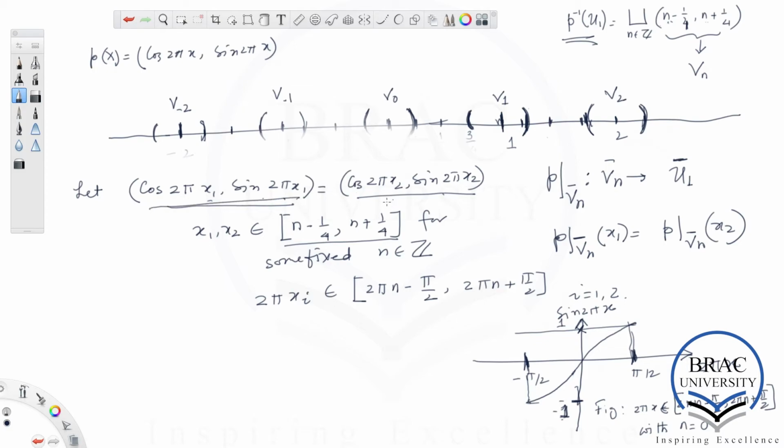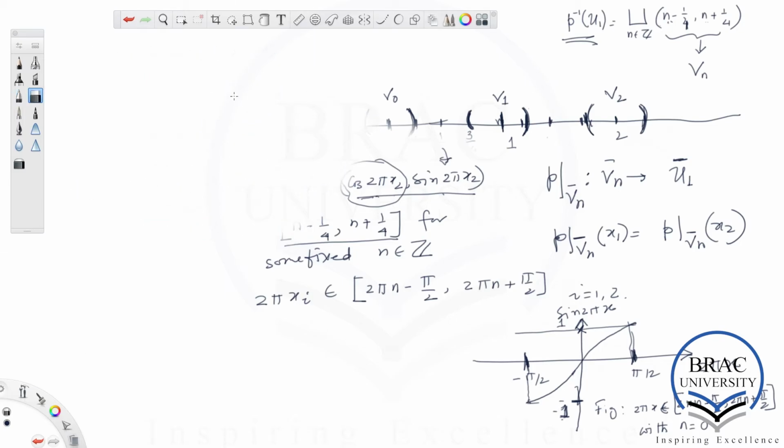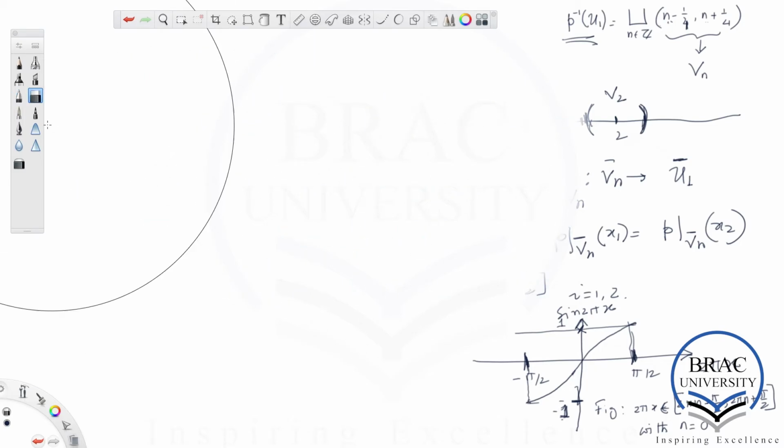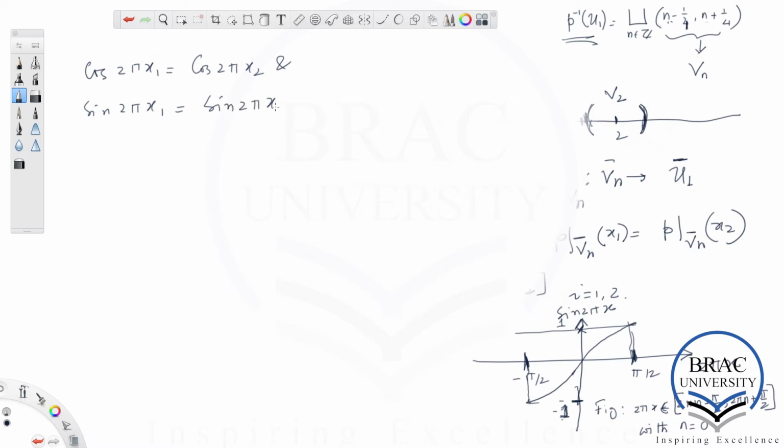So to have these pairs to be the same, we want cosine 2 pi x1 to be the same as cosine 2 pi x2, and sine 2 pi x1 to be the same as sine 2 pi x2. Okay, so let me erase. So what do we want? We want cosine 2 pi x1 to be equal to cosine 2 pi x2, and we want sine 2 pi x1 to be equal to sine 2 pi x2.